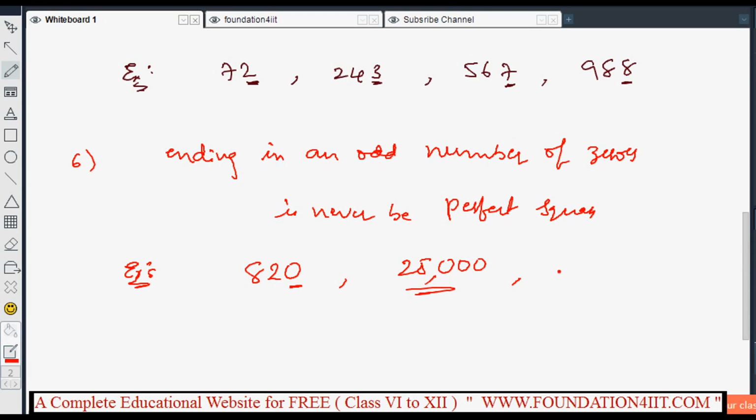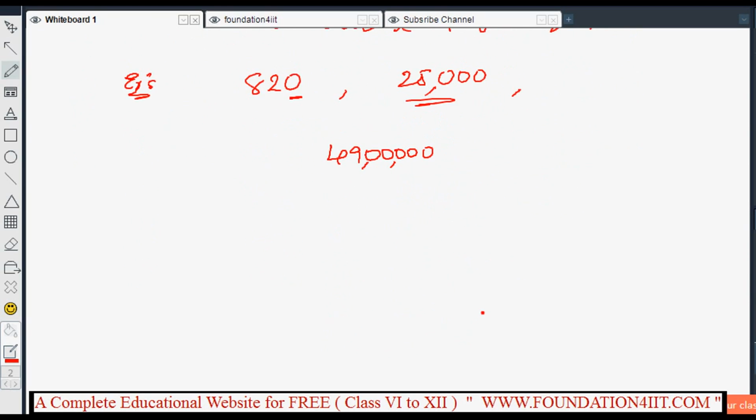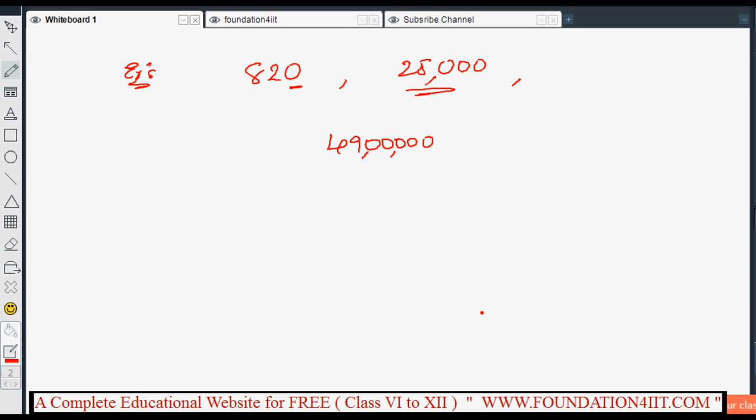Any number you can take ending in an odd number of zeros, for example 49,000,000 with 5 zeros, that is 49 lakhs, is not a perfect square because it ends in an odd number of zeros. Okay, these are the six properties you can use for finding perfect squares, and for telling which is less or more, in an easy way. Next we see some interesting patterns in squares of numbers.